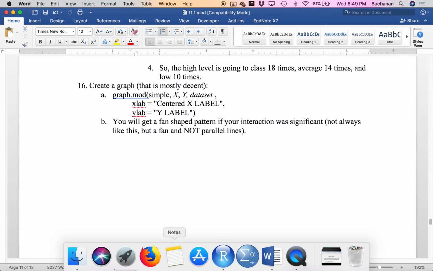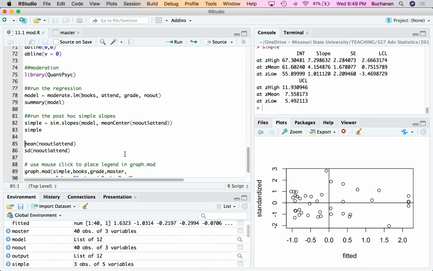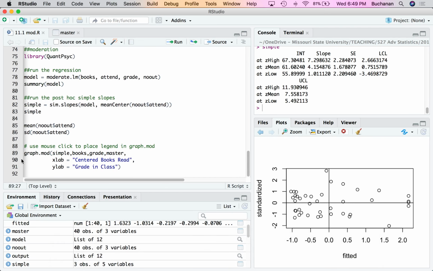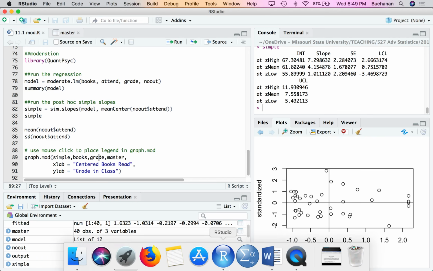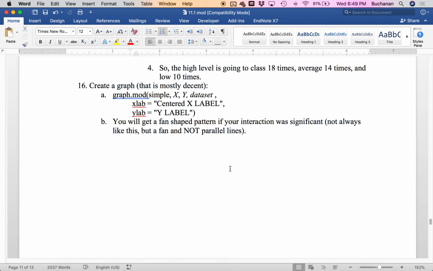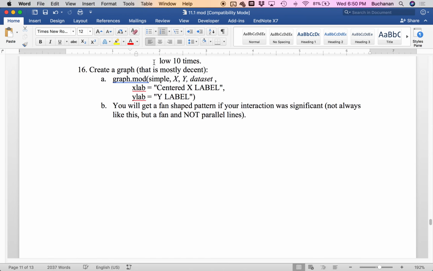Now, I don't love the graph on this. I really don't. But it's an easy graph to make, just to see that fan shape that you should get. Okay. So it's graph.mod. We're going to put in our saved simple slopes. And then it's x, y, x, y data set. So there's no m in this particular code. Okay. So that's what it says here: simple, from our simple slope saved, x, y data set.